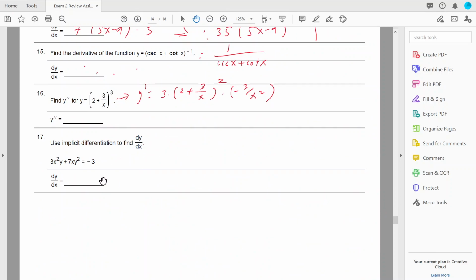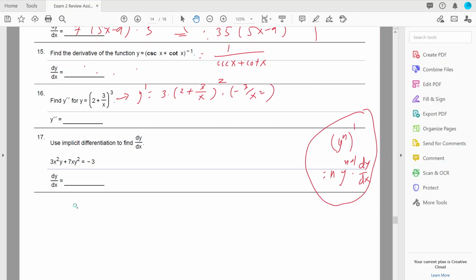For problem 17, we have to use implicit differentiation here. So remember, for implicit differentiation, if there is a y to the power n, the derivative of this kind of thing is n times y to the power n minus 1 times dy over dx. That's what we have to use for implicit differentiation.